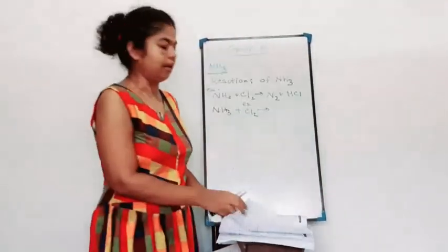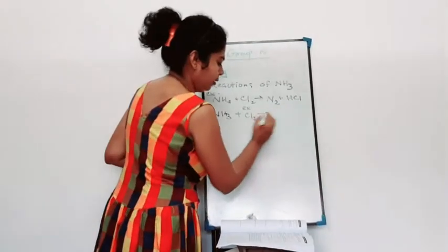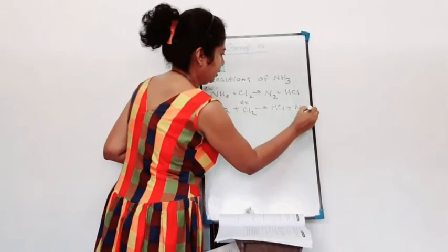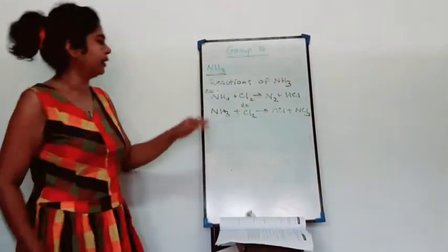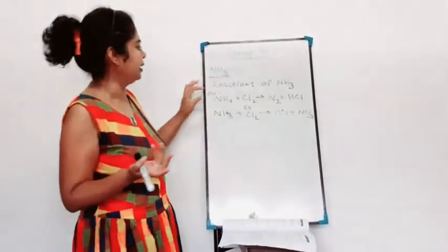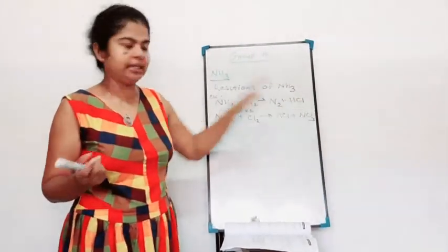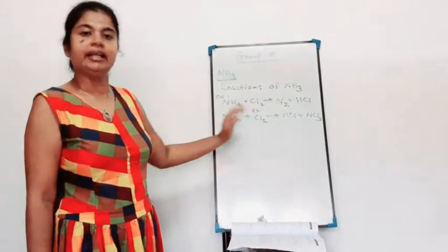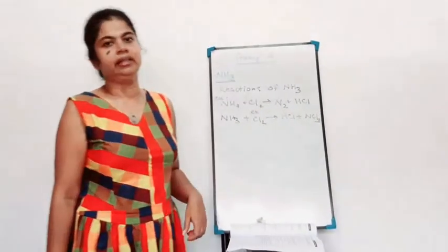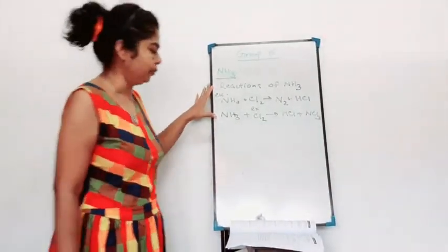So similarly, if we take ammonia and excess Cl2, then the products are going to be different, okay? The products are HCl and NCl3, that is different, okay? So you have to memorize this, no other method to remember it, okay? With excess ammonia plus chlorine, nitrogen and HCl. With ammonia and excess Cl2, HCl and NCl3. So that is the first reaction of ammonia.